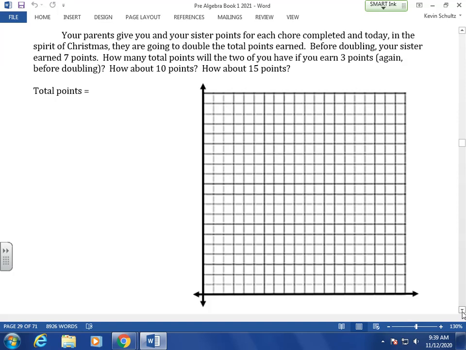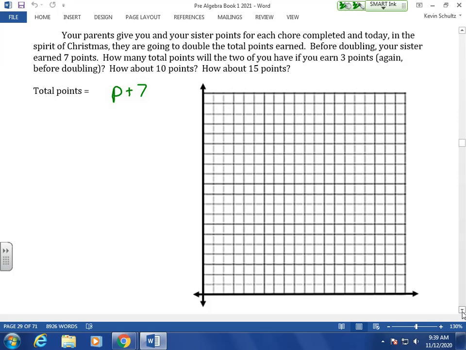Multiply by 2. Okay, so we're going to be multiplying something by 2. What changes here is how many total points you are earning. So what variable do you want to use for that? Probably p. That would probably make sense. P for points. So what we're doing here is we are adding your sister's points to however many points you are going to earn. So we have your points, p plus 7, and then we're doubling that.